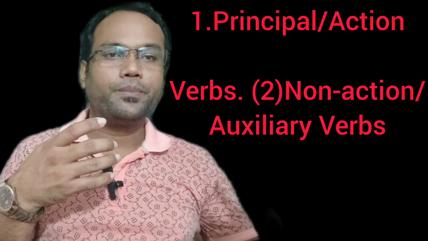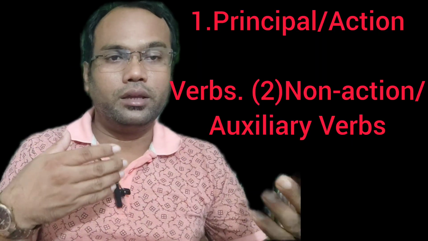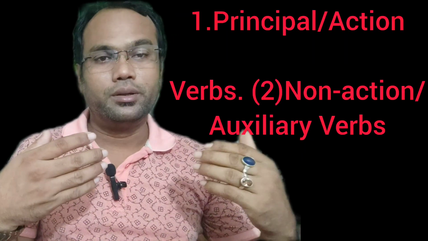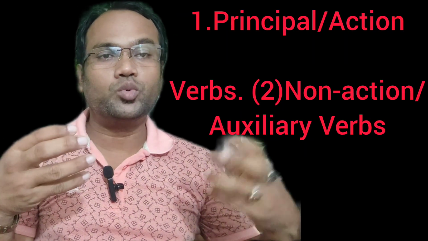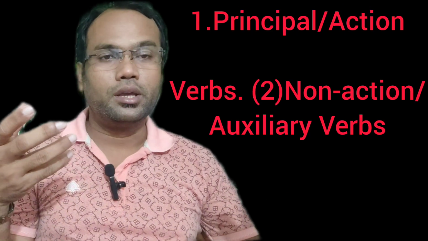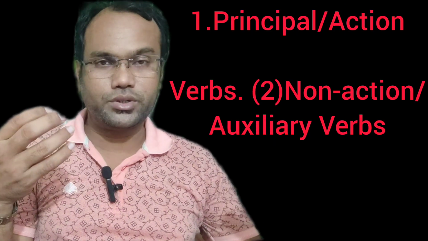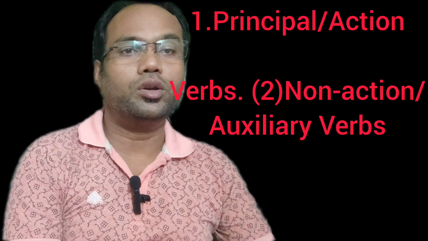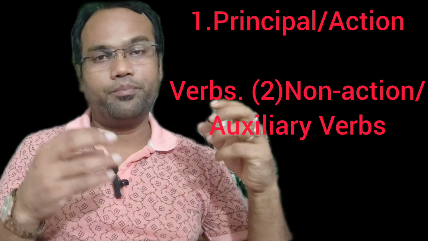Like if I say I am weak in English, I am bad in English communication, so here the non-action verbs are am, is, are, was, were, have, has, had, do, does, did, and can, could, shall, should, will, would, may, might, must. These verbs are called non-action verb or auxiliary verb or supporting verb.